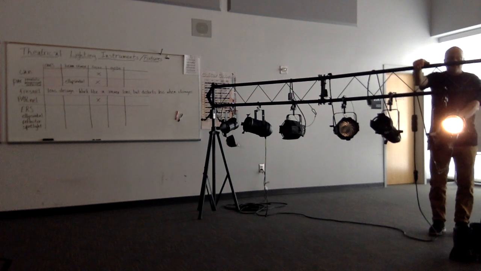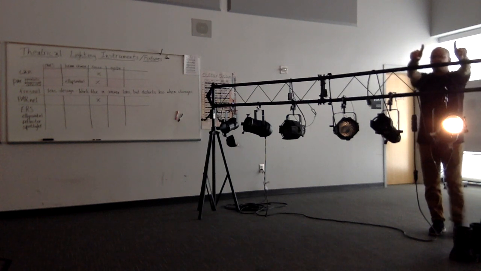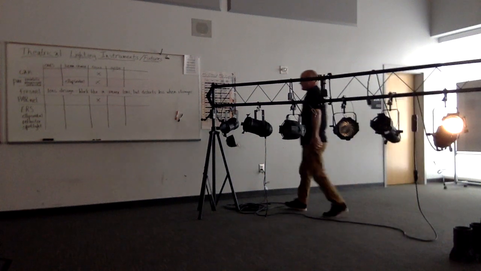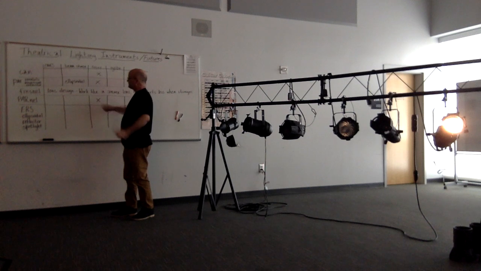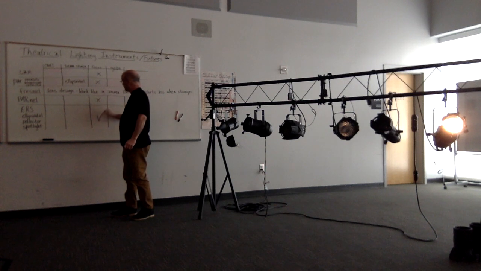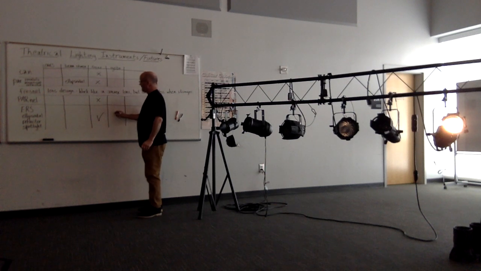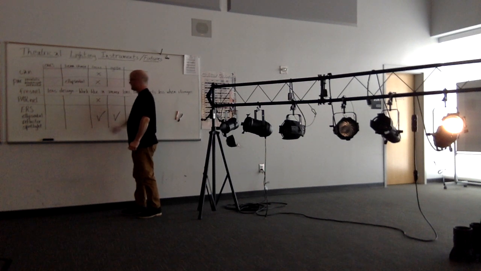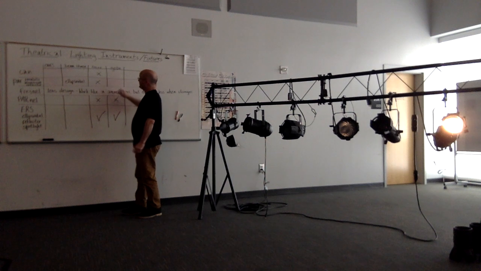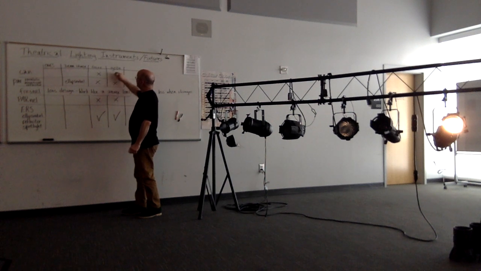These, because they focus. These do focus. The ellipsoidal reflector spotlights, they do focus. It means they can take a gobo. Those are check marks, not Bs. The things that don't focus can't take a gobo.